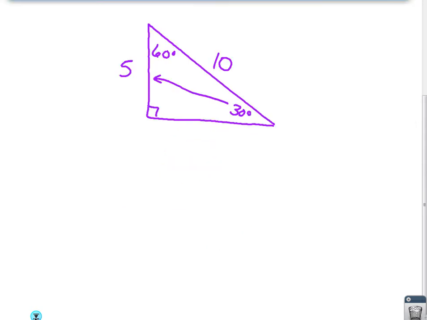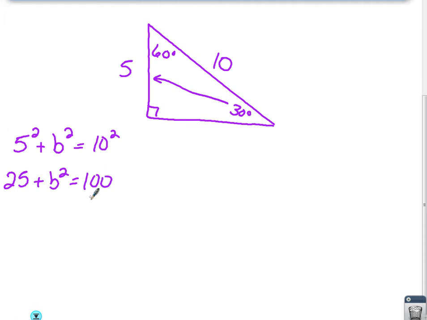Could you use the Pythagorean theorem to find the third side? Sure. If you did a squared plus b squared equals c squared, 25 plus b squared is 100. Take the 25 over, gives you b squared is 75, which I believe can be split into 25 times 3. The square root of 25 times the square root of 3. That's your first picture of what a 30, 60, 90 is going to look like. Let's do one more and see if you see the pattern.